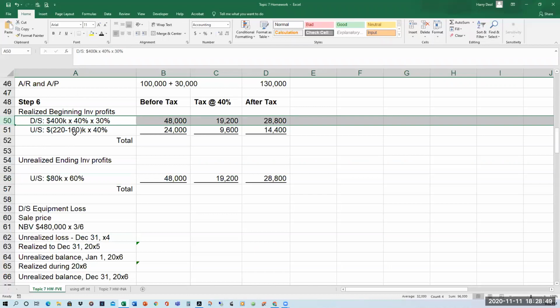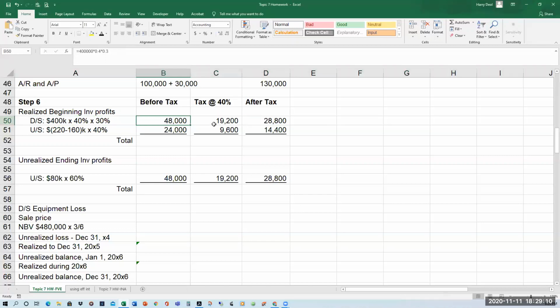So 30% is the gross profit margin, and 40% is the amount of inventory that remained unsold. So 40% out of 400,000 was the nominal value of the inventory that remained unsold at the end of 2005. The profit amount for that is 30%. That's 48,000 after tax.